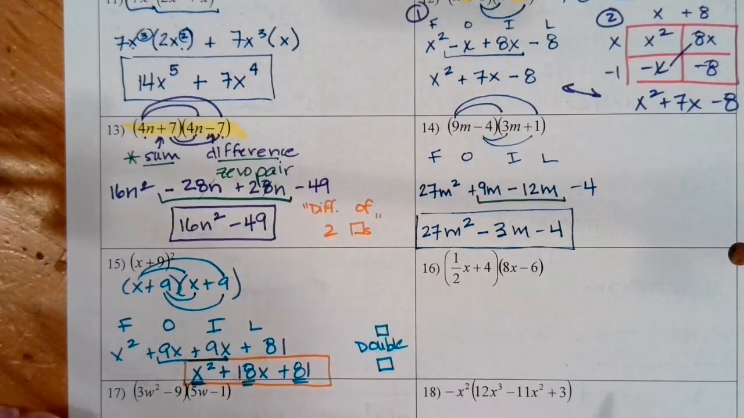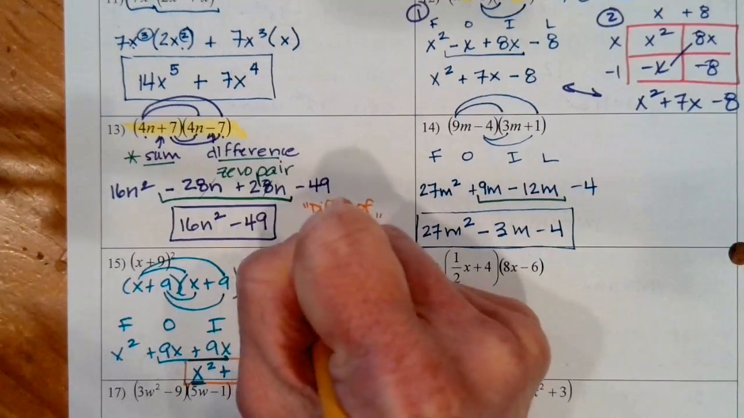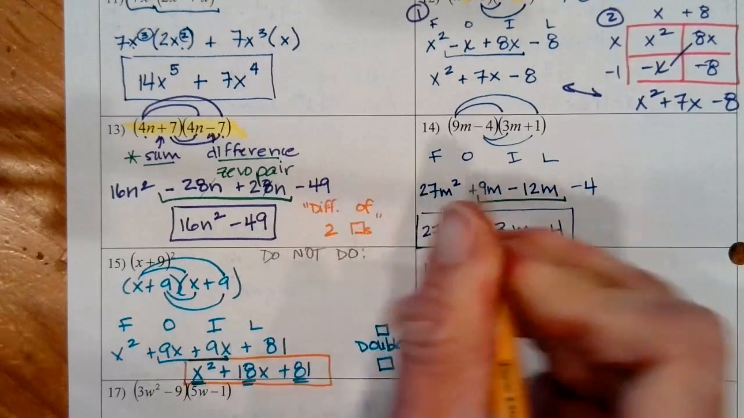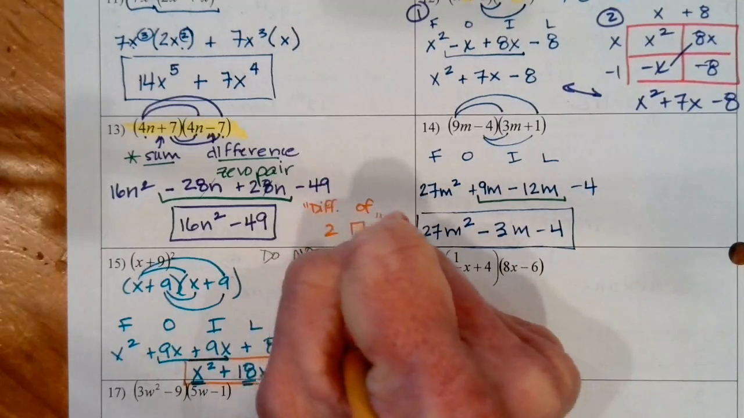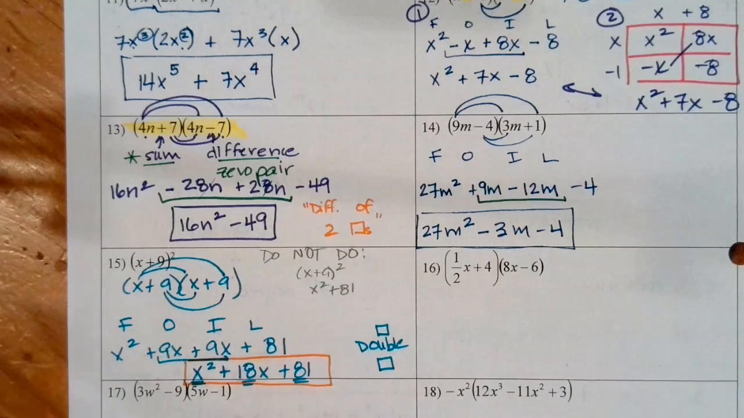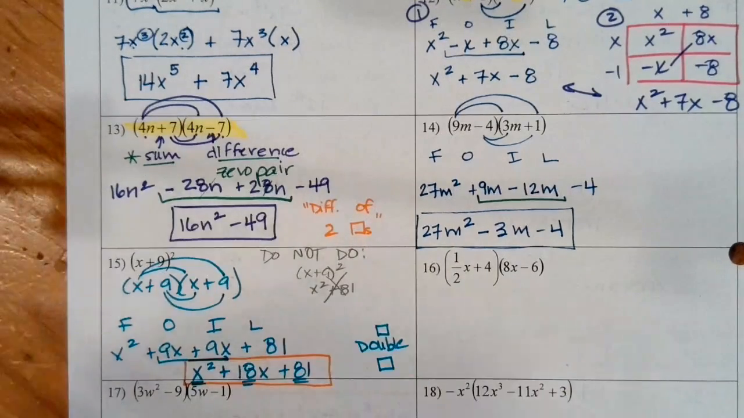Now, here's what I want you to not do. And I'll say, do not do. Sometimes people see this and they make this mistake because they think it's just x squared and 9 squared. No, no. That is the most missed. If you look at, you forgot your whole middle part, and you can't have that.